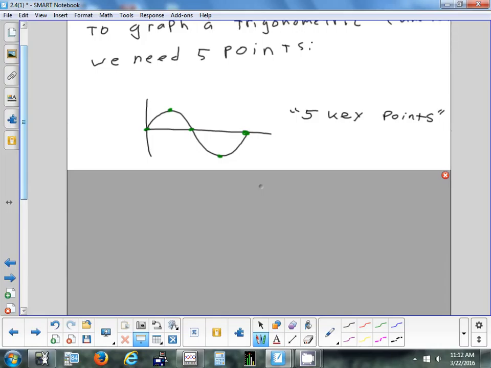If I was going to sketch another period on the end of this, well, then I might want to find a 6th, 7th, 8th, and 9th point. But I'm not sketching beyond one period, so I'm not going to worry about that.